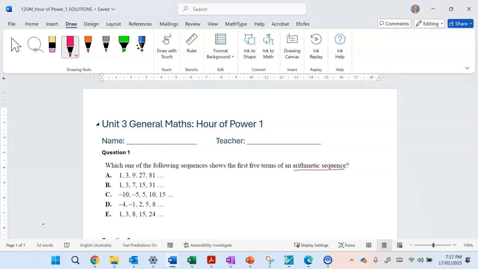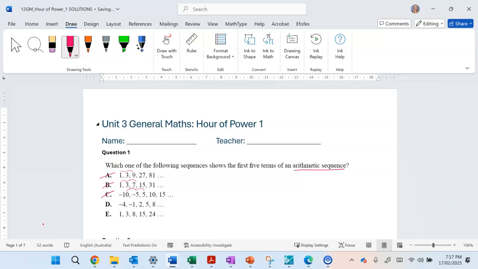So for the first one, we're going up by 2, then it goes up by 6. So definitely not that one. Goes up by 2, then goes up by 4. Nope. This one here, we are going up by 5 and then going up by 10. So it's not that one.